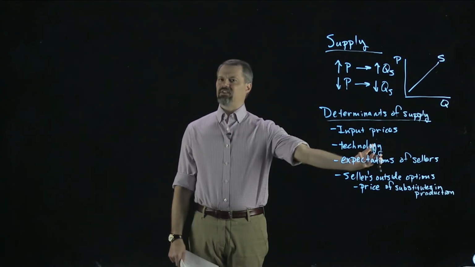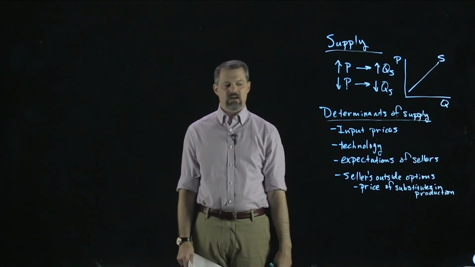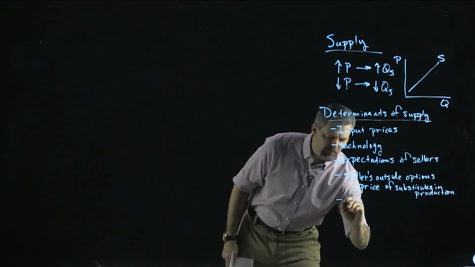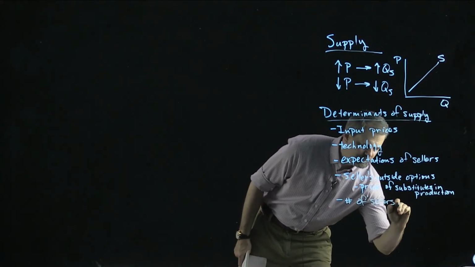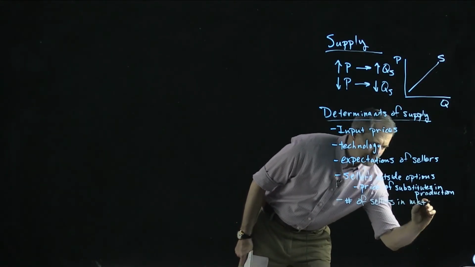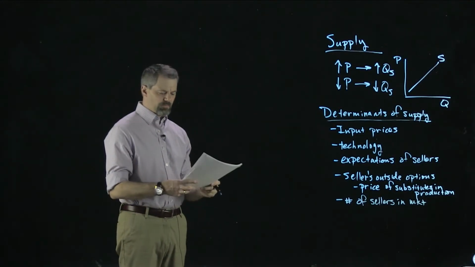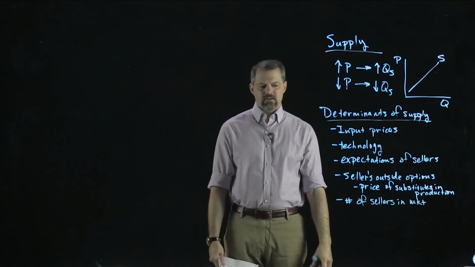So this is very similar to the prices of related goods for consumers, only here we're talking about sellers. And then the last one is the number of sellers in the market. So those are the things that shift supply curves.